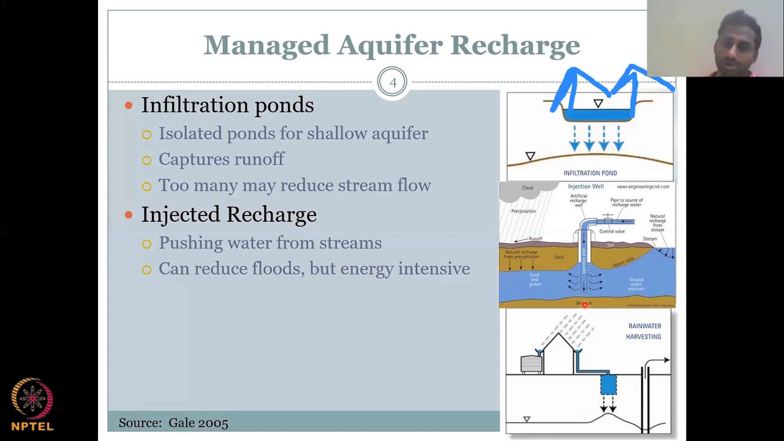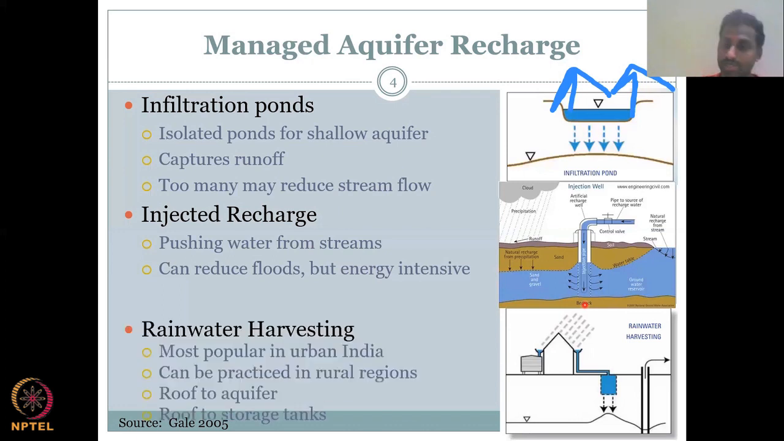But the aquifer would resist. After one point, if you keep pushing, it cannot take water, it will just resist. You cannot push water through a rock, right? So it will resist. That is also to be taken into note when you do injected recharge.